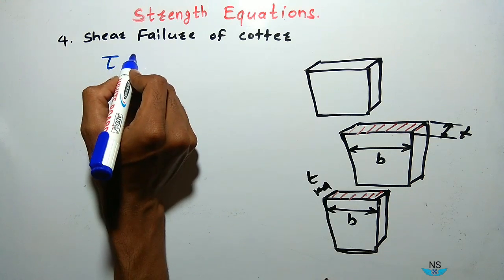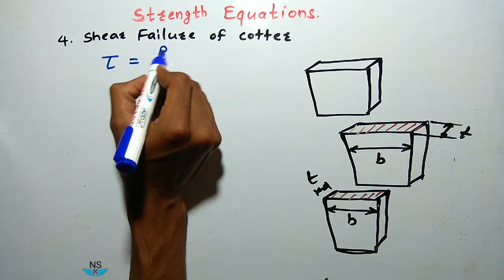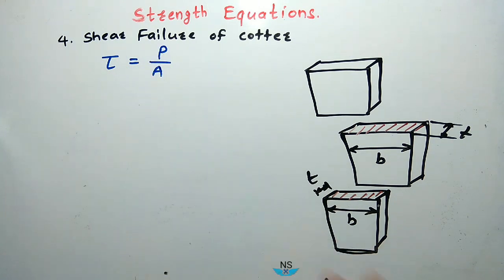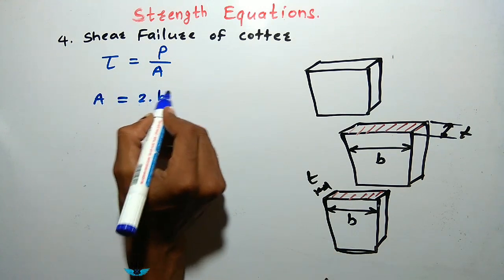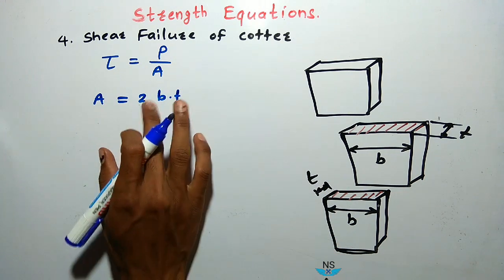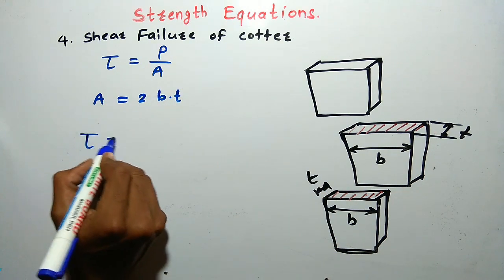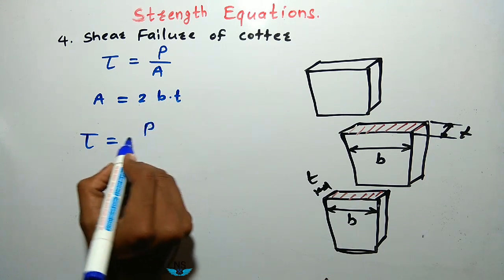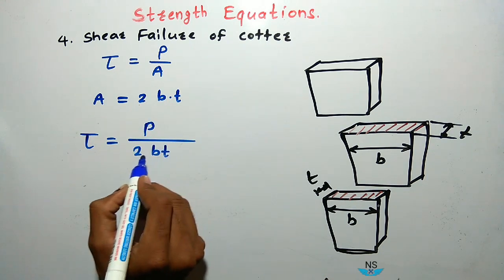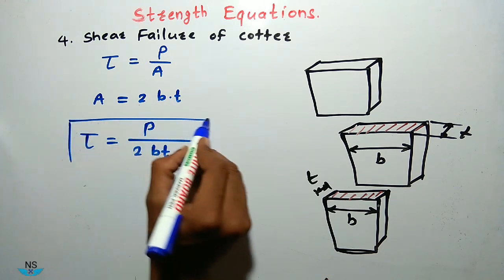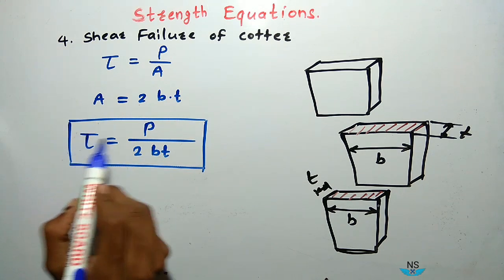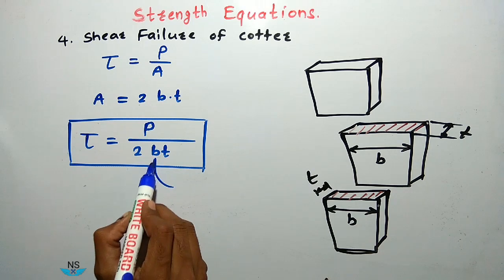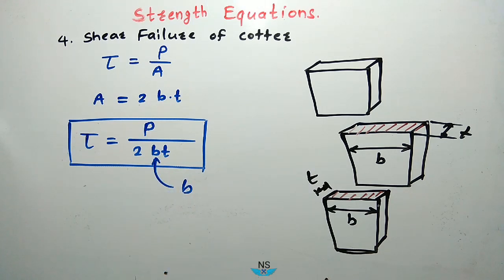So you take the formula of direct shear stress, that is tau is equal to P divided by A. So area of failure is 2 times B into T. Now the strength equation is tau is equal to P divided by 2 times B into T. So this is the fourth strength equation used in quarter joint. So tau is known, P is known, T is known. You can find out B from this equation.